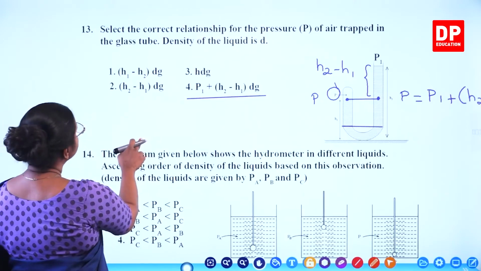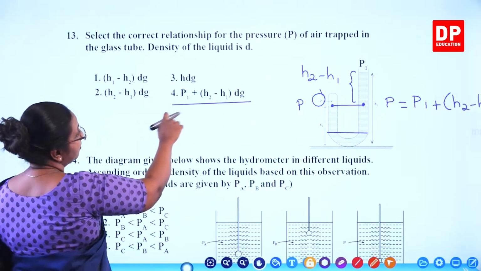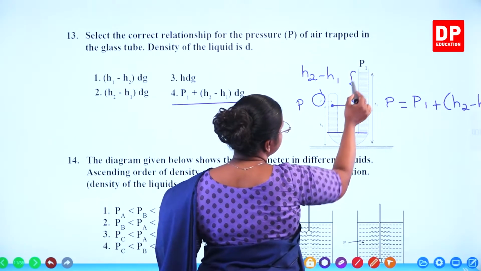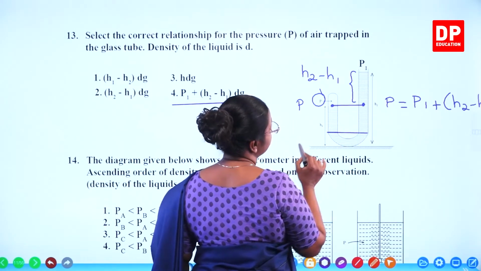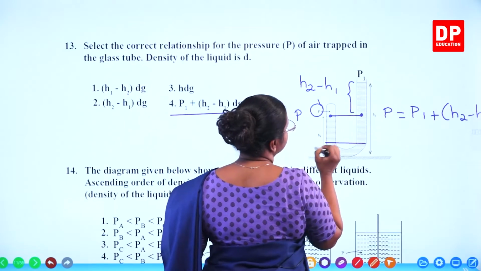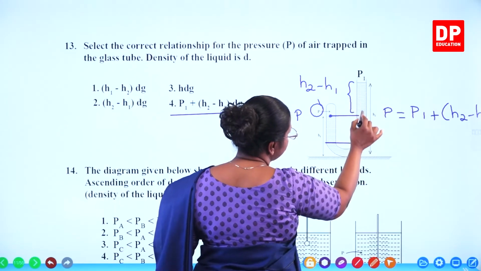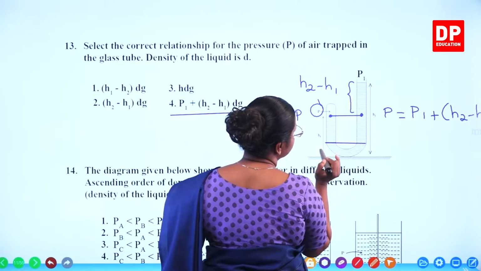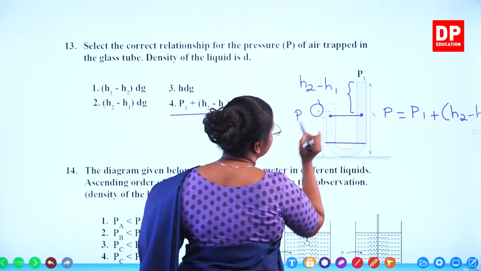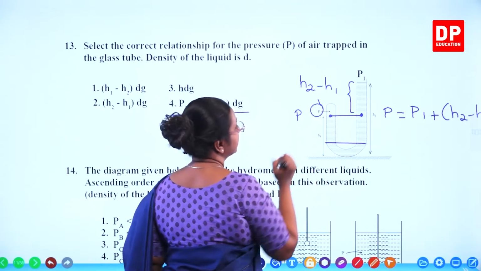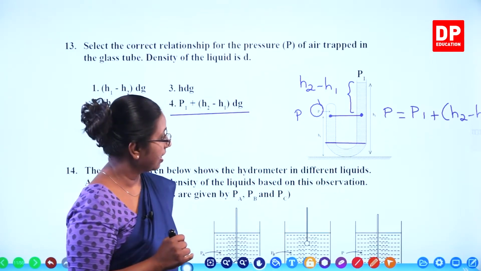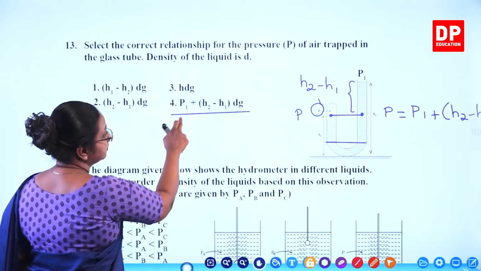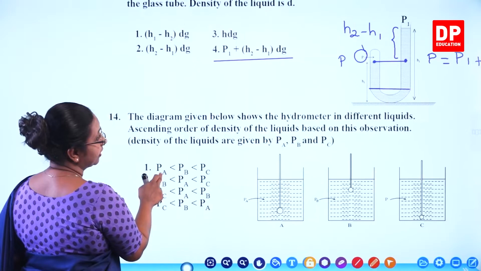You all can see it clearly, students. From the diagram, the height difference between this arm and this arm is H2 minus H1. So, the pressure exerted by the atmosphere plus the pressure exerted by this part of the water column is at this point. The same pressure acts here, and that is the pressure exerted by the trapped air. So, there it is, the answer. Then we will look at the next question.